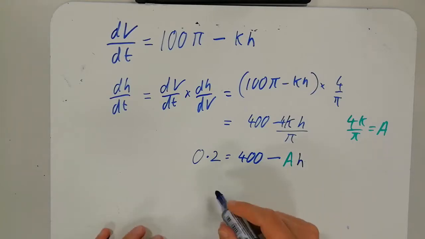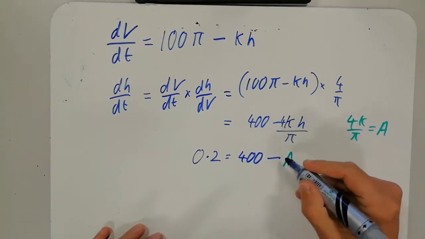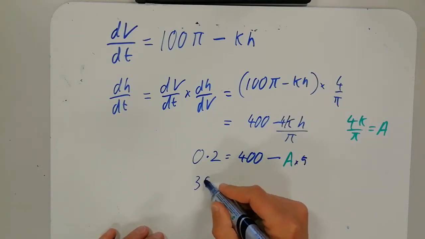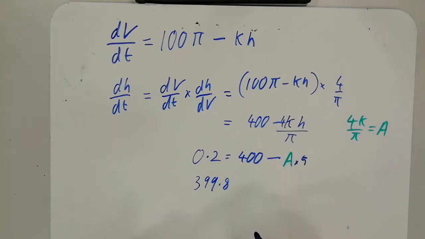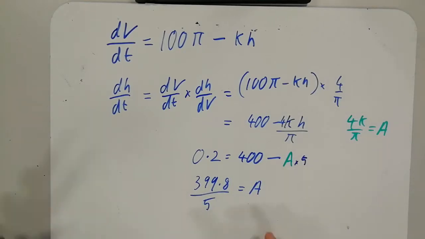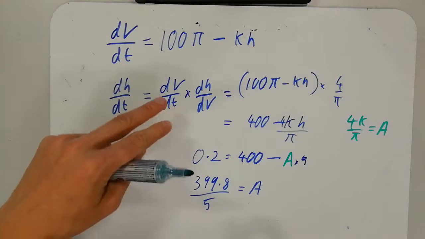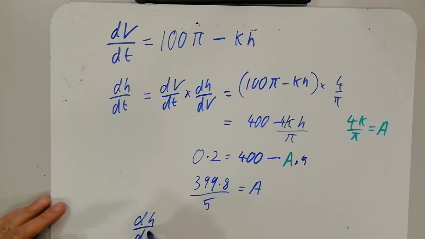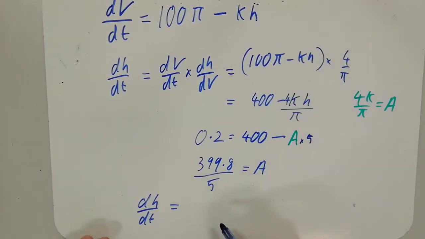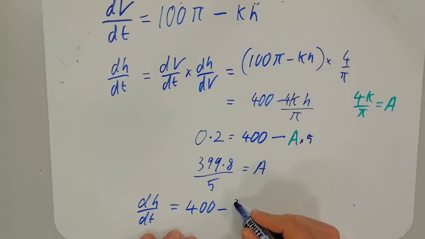Okay, finding out what a is. h was 5, sorry. I can see that I've got 399.8 over 5 is equal to a. I found my constant. I can now write down my differential equation. dh/dt is equal to, using the simplified form, 400 minus 399.8 over 5 h.